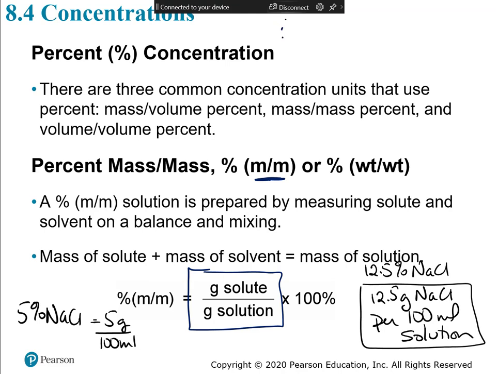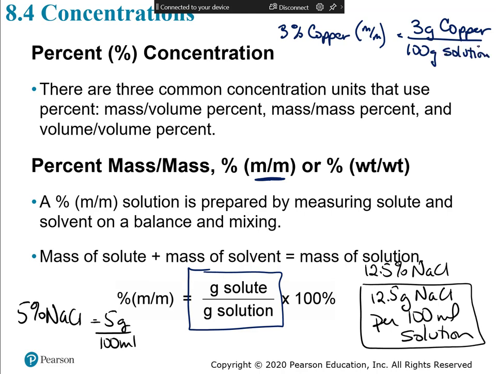So say that we had a 3% copper, and it's a mass to mass. That would just mean that I have 3 grams of copper per 100 grams of the mixture, right? So we'll just say it's a solution. So that would be mass to mass, grams to grams.